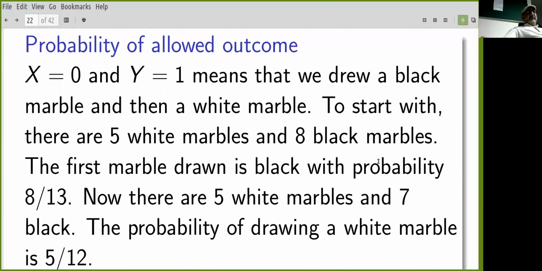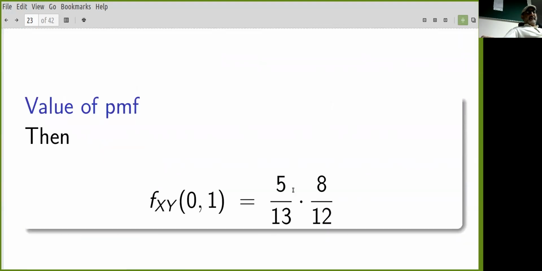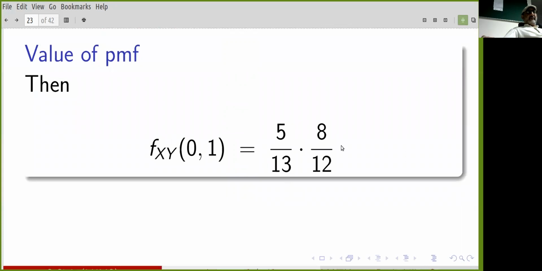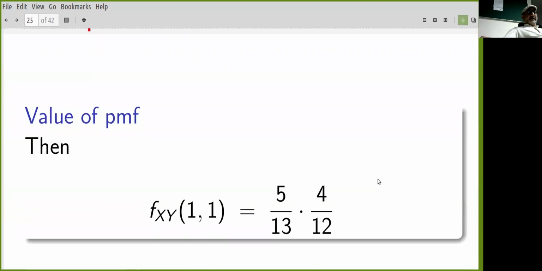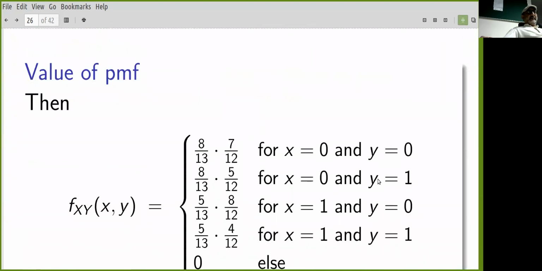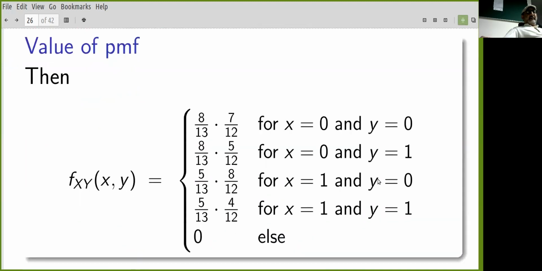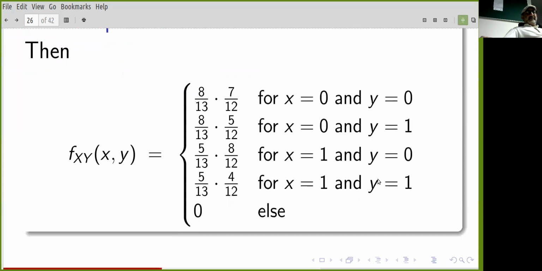Then x equals 0 and y equals 1. Well, we already discussed x equals 0. That would be 8 out of 13. One marble has been drawn. There are 5 white left, so 5 out of 12. So f sub xy of 0,1 is 8/13 times 5/12. And similarly, f sub xy of 1,0 is 5/13 times 8/12, and you should be able to see that you get these results.